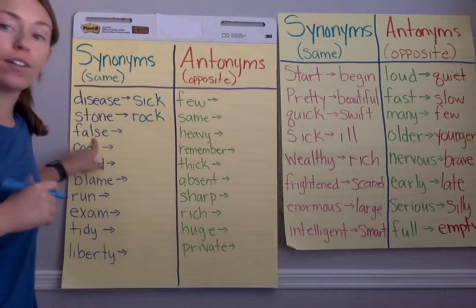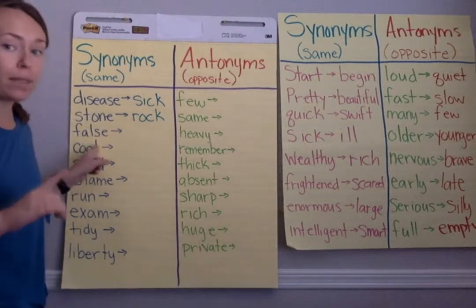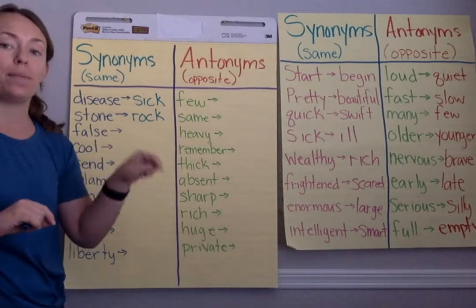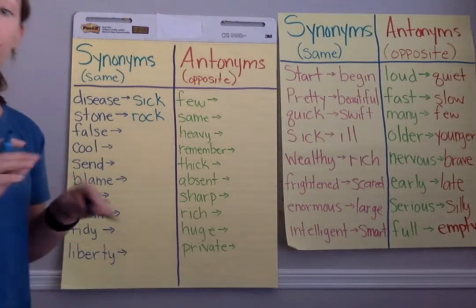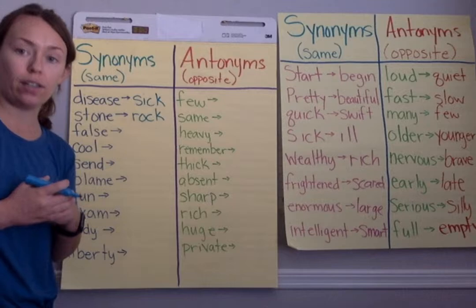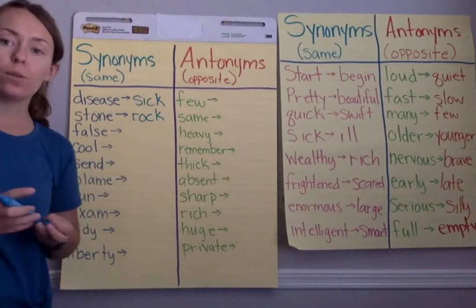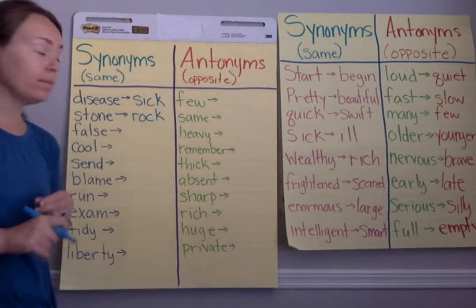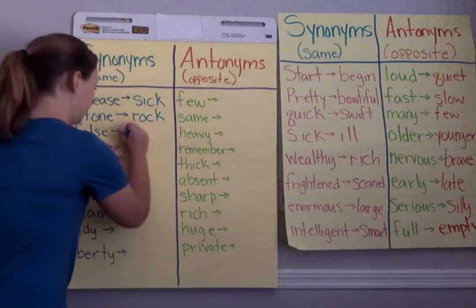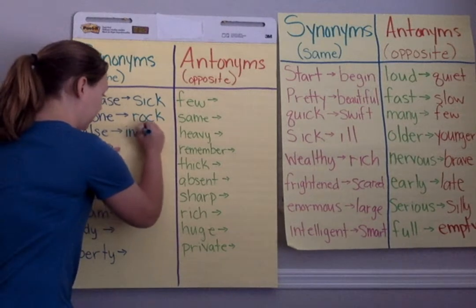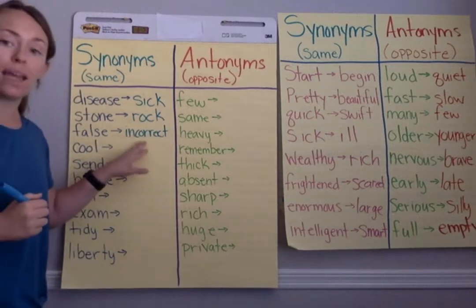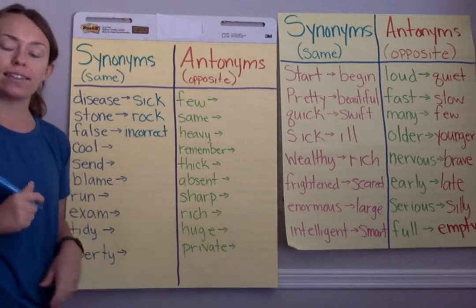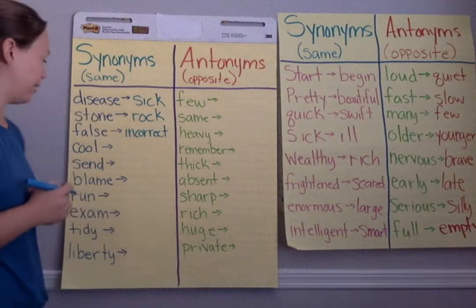I've got the word false. Now be careful, I don't want the opposite of false. I want a word that means the same thing as false. So if I were to say you were false with that question, what's another word I could use in place of that? So another word that means the same thing as false is incorrect. You were incorrect with that question.